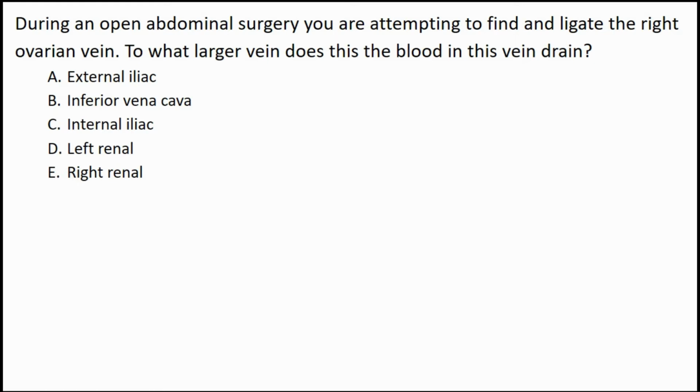Alright, so correct answer is B. So remember, on the right, the gonadal veins, testicular or ovarian, as well as the suprarenal vein, drain directly to the inferior vena cava, but on the left, further away, they have to drain to the renal vein. So the left renal vein gets the left gonadal vessels and the left suprarenal vein. So gonadal vein and suprarenal vein on the left go to the renal, but on the right they go straight to the inferior vena cava. B is the correct answer.